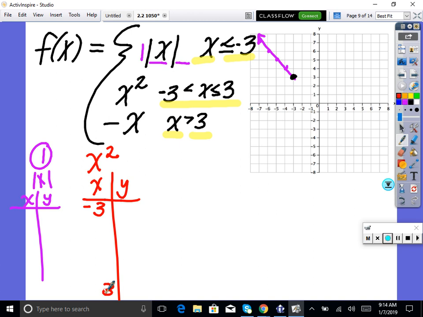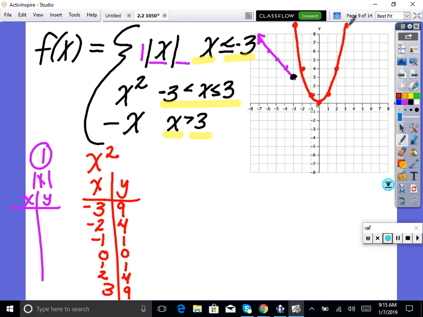So now from there, let's plug in some other points. Negative 3, negative 2, negative 1, 0, 1, 2. So negative 3 squared is 9. Negative 2 squared is 4. Negative 1 squared is 1. 0 squared is 0. 1 squared is 1. 2 squared is 4. 3 squared is 9. So plotting points, those points, because that was our interval. So negative 3 up 9, negative 2 up 4, negative 1 up 1, 0, 0, over 1 up 1, over 2 up 4, over 3 up 9. So I'm going to connect my quadratic now.